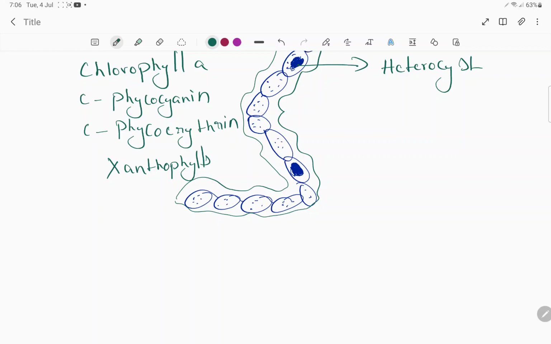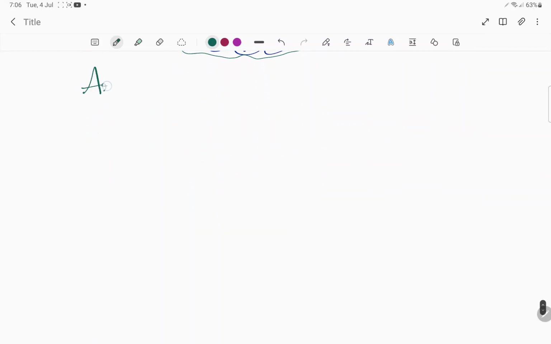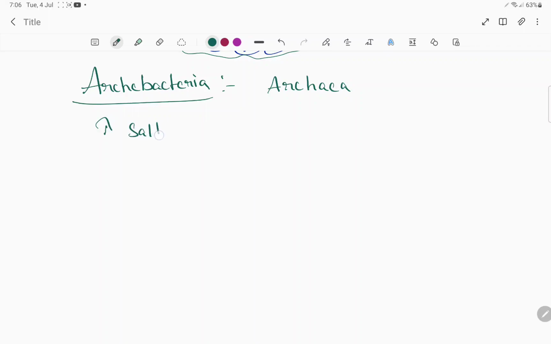So let's talk about the other group called archaebacteria. They are the members of the domain Archaea. They are the most ancient and most primitive prokaryotes. They are found in high stress environments like high salt content, high temperature, hot springs, ocean thermal vents.